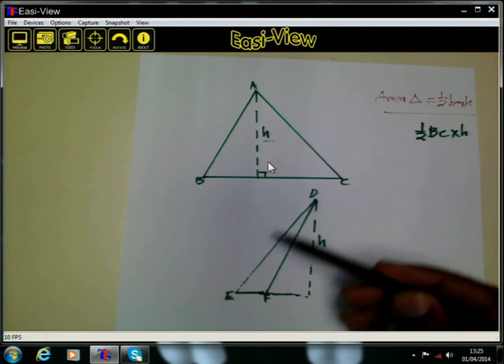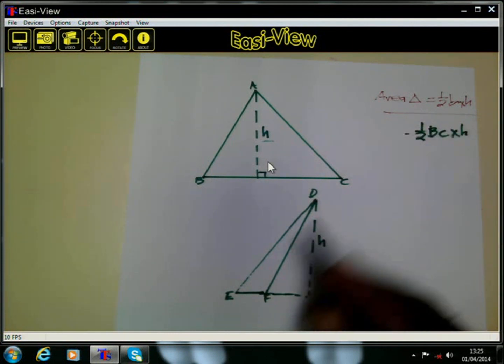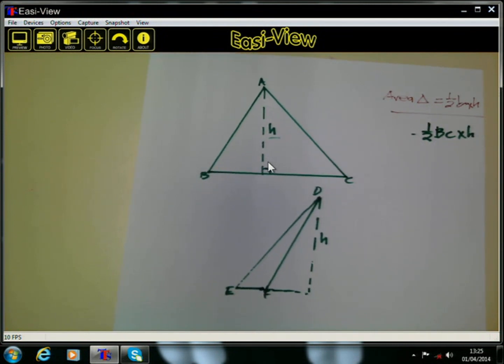Triangle DEF. And we will also like to talk about the area of such a triangle.